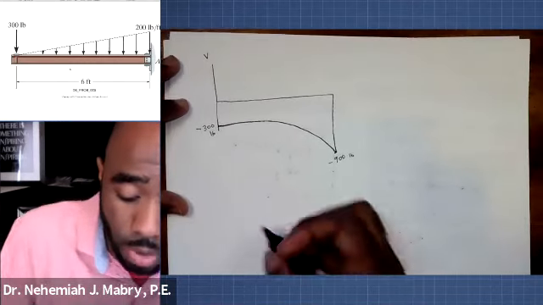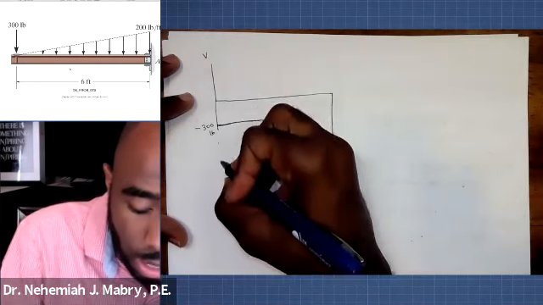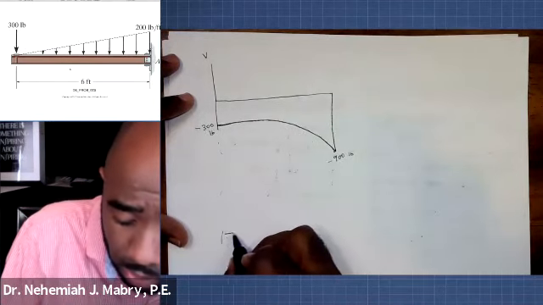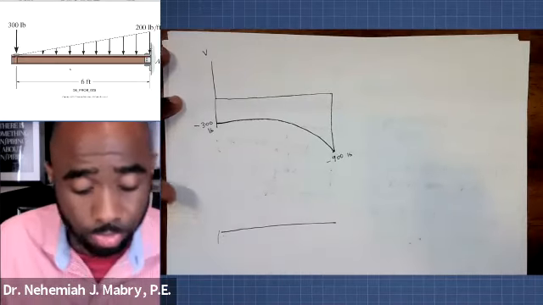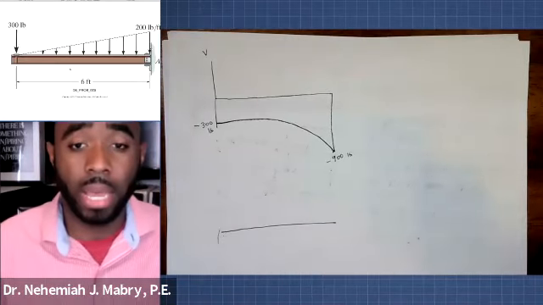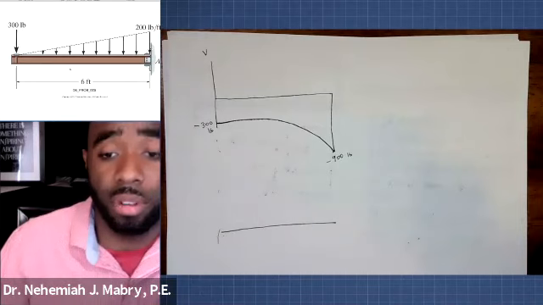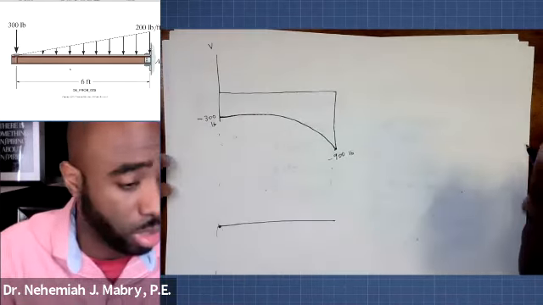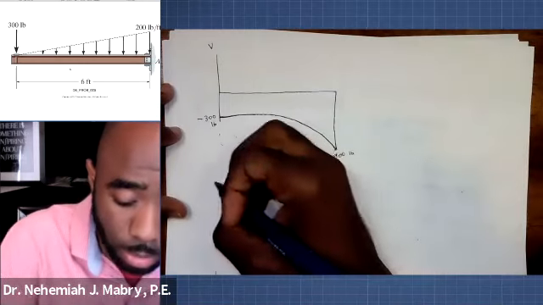What is the diagram for our moment? Well, we're going to do that just right below it so we can see some correspondence here. The moment at the very end, because it's cantilevered, internally it's not experiencing anything. It's going to start off at 0. That's the moment.